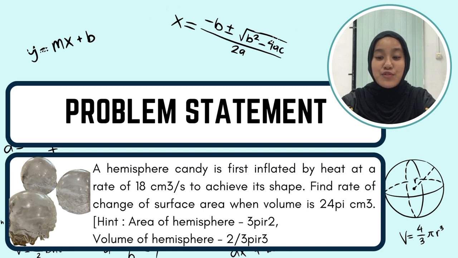Next, find the rate of change of surface area when volume is 24π cm³. And in this sentence, it is to find dA/dt when volume is 24π cm³. And the hint given is the area of hemisphere, which is 3πr², and the volume of hemisphere, which is 2/3 πr³.